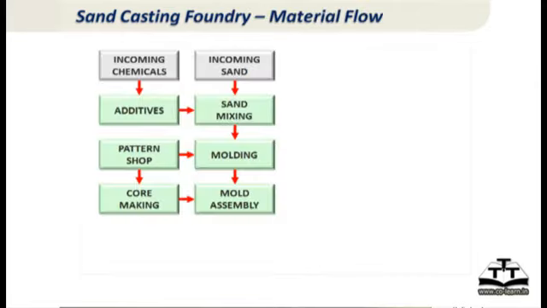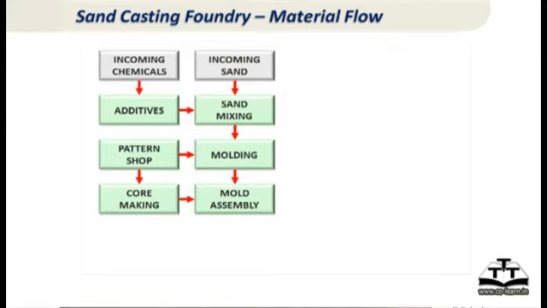And then the typical flow chart in a sand casting foundry looks somewhat like this. Later on we will show you actual photographs of a typical foundry. On one side you have the incoming chemicals and the sand, and the sand and chemicals are mixed to create the sand mix, which is used for molding. But for creating the mold we need the pattern and the core box.